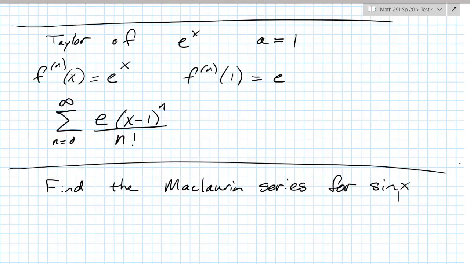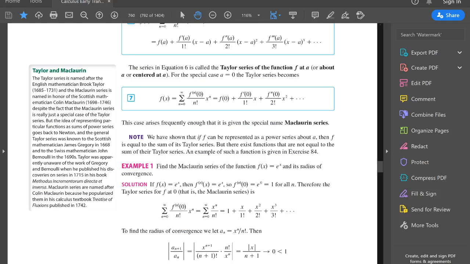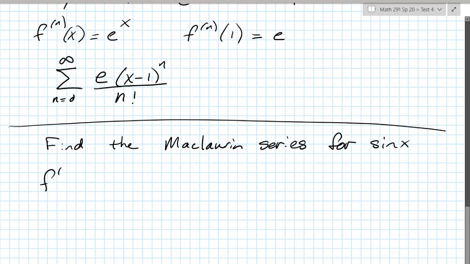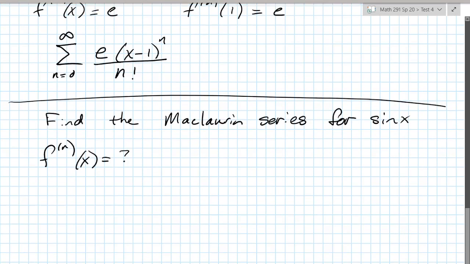Next, we want to find the Maclaurin series for sine of x. So we need to know what the nth derivative for sine of x is. Now, that's kind of tricky since it's not as straightforward as e to the x. So let's take a look at some of the derivatives of this function.